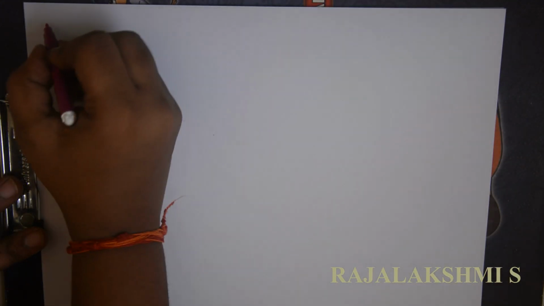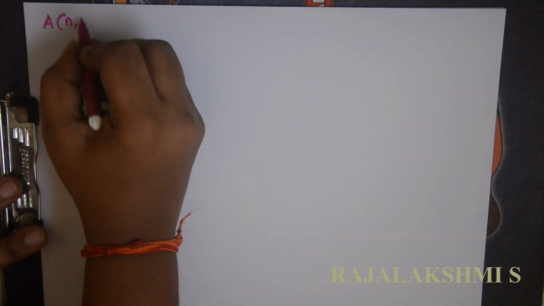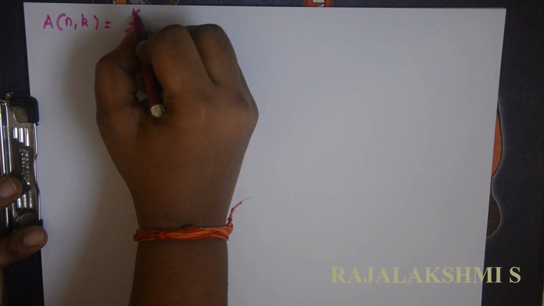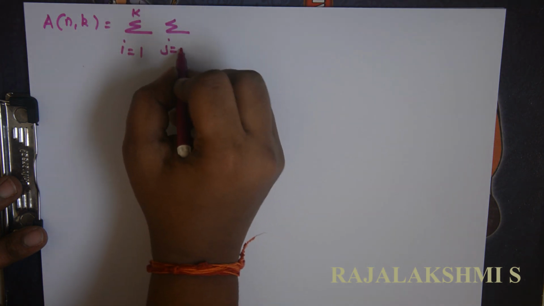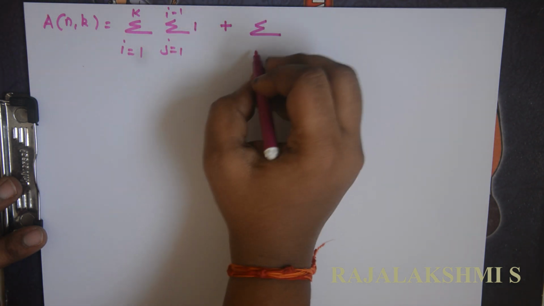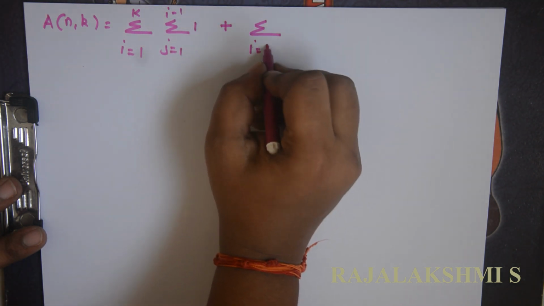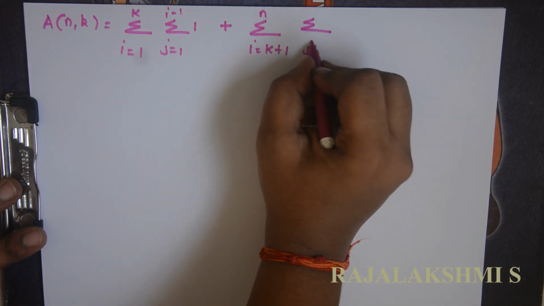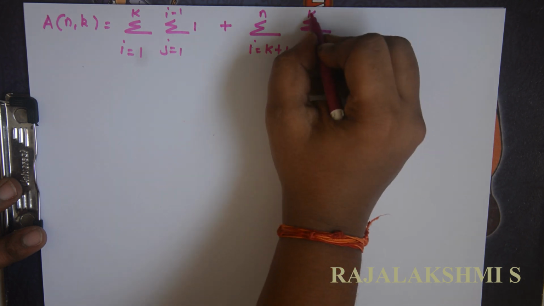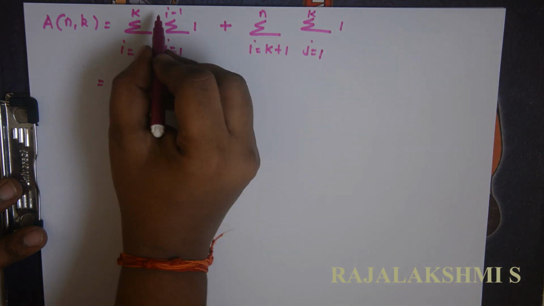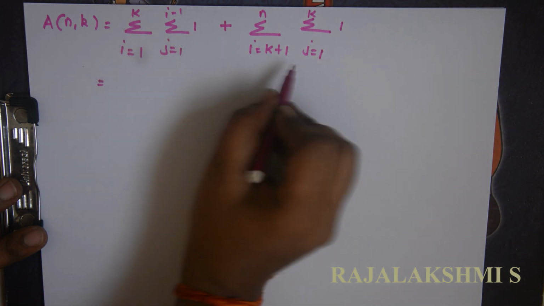So this is the basic equation, and we are going to solve it. Once again I am writing A of n comma k is equal to summation i is equal to 1 to k, summation j is equal to 1 to i minus 1, it is 1, plus summation i is equal to k plus 1 to n, summation j is equal to 1 to k, it is 1. We will solve this. We have two summation parts, so we will first solve the innermost summation in each case.